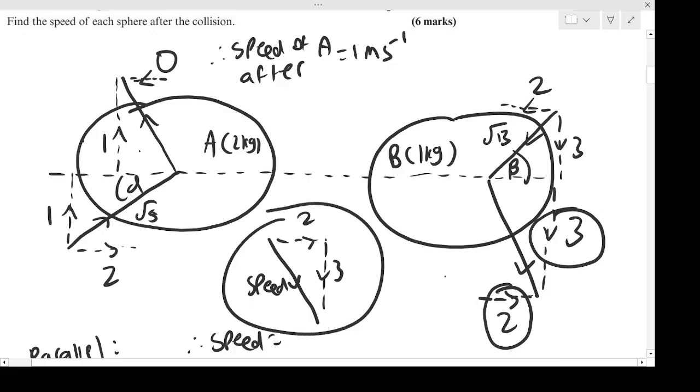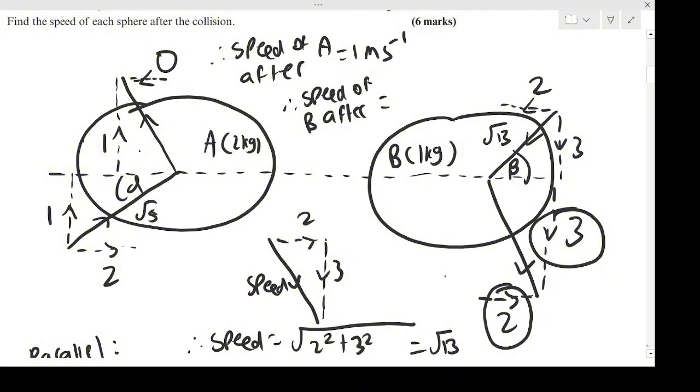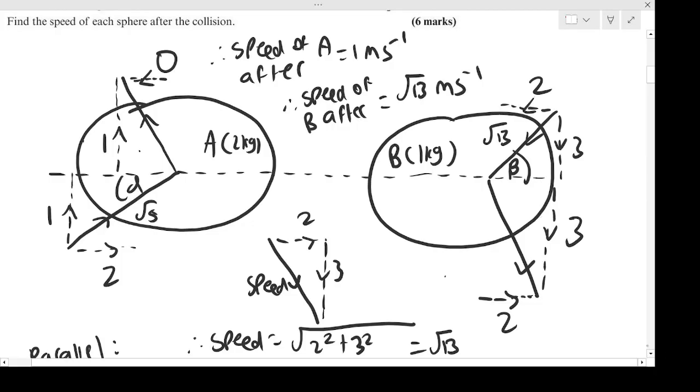If I look at this triangle here, it's just going to be the Pythagoras of the two components. So 2 squared plus 3 squared, rooted. And so that will get you root 13. And there we are. So that's the speed of B afterwards. So if we want to work out speed, we can just do the Pythagoras of the components, right?